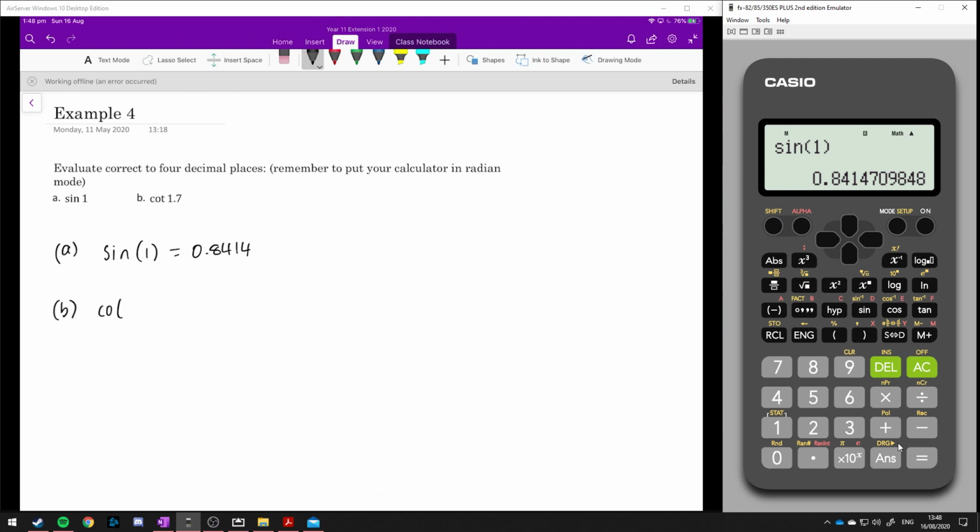And b, cot of 1.7. Now remember, cot is the reciprocal of tan. I've been saying inverse, but it's meant to be reciprocal. So 1 over tan of 1.7, and we can put that straight into our calculator. Close it off and we get minus 0.1299, just like that. So that's it for the radians.